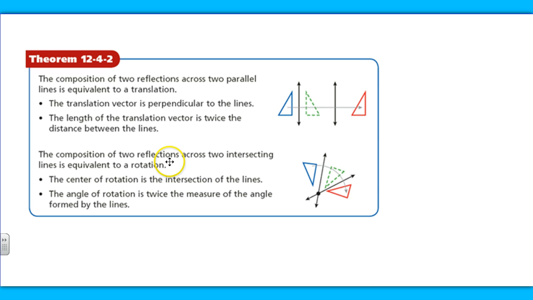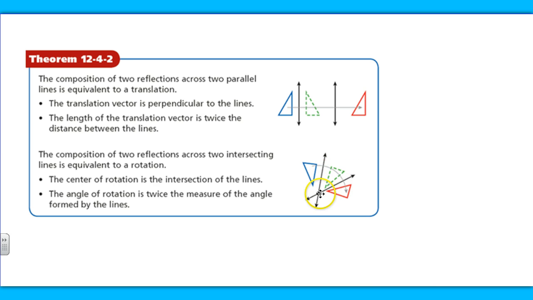The composition of two reflections across two intersecting lines is equivalent to a rotation. So this is kind of interesting. We reflect the red triangle to the green and the green to the blue, and notice we end up with a rotation. The center of rotation is the intersection of the lines, this point here, the point of intersection. The angle of rotation is twice the measure of the angle formed by the lines.